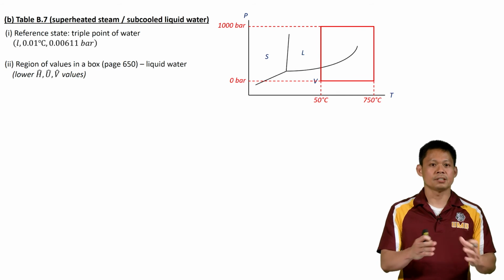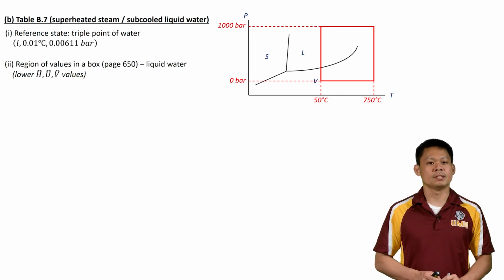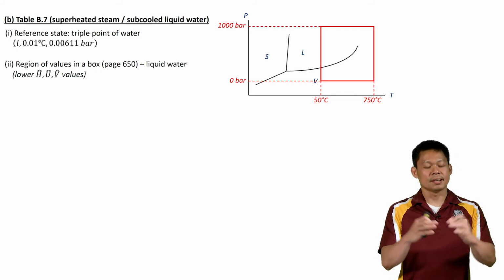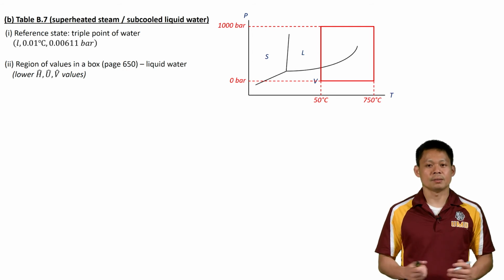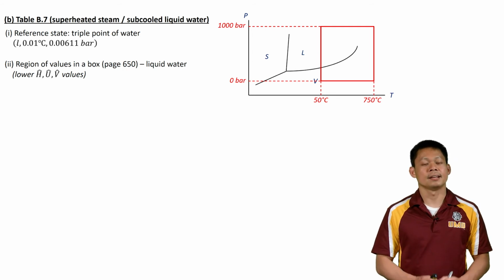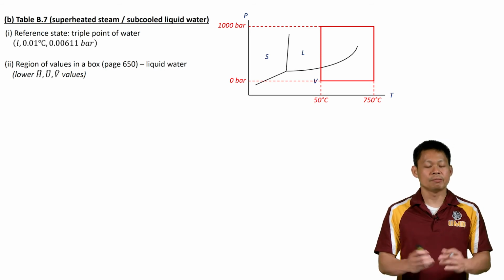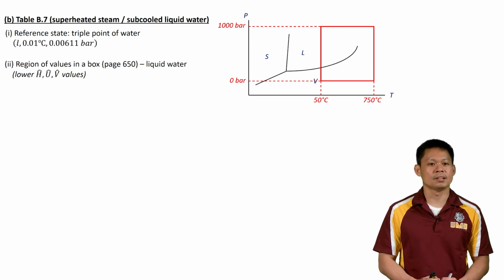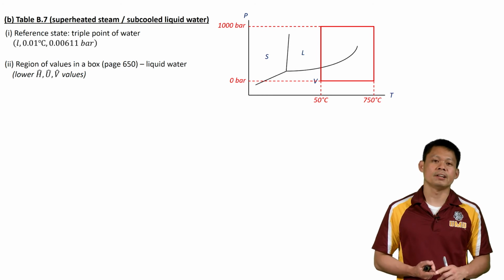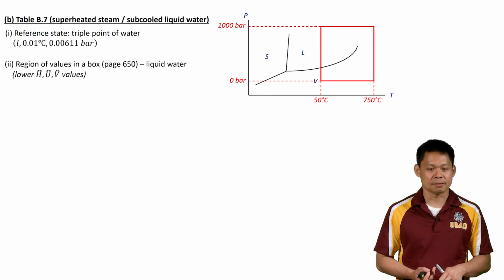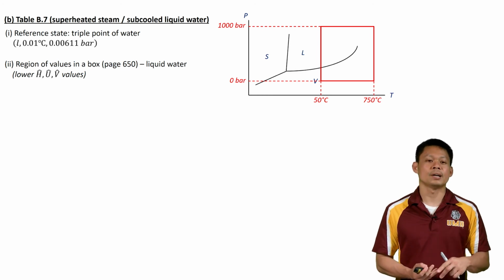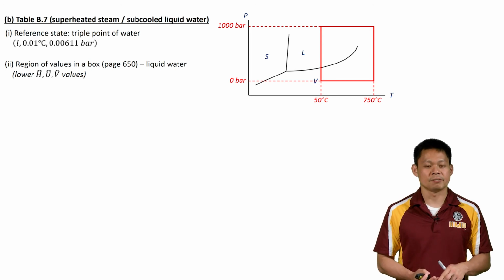We have a region of values in a box. If you look at page 650, which is the first page of table B7, there's a region that is boxed up. And what this box is indicating is the region for liquid water. And what you see within that box, they can tell you that it's liquid water, is that it has lower energy values, lower specific enthalpies, lower specific internal energies, and it also has a lower specific volume.